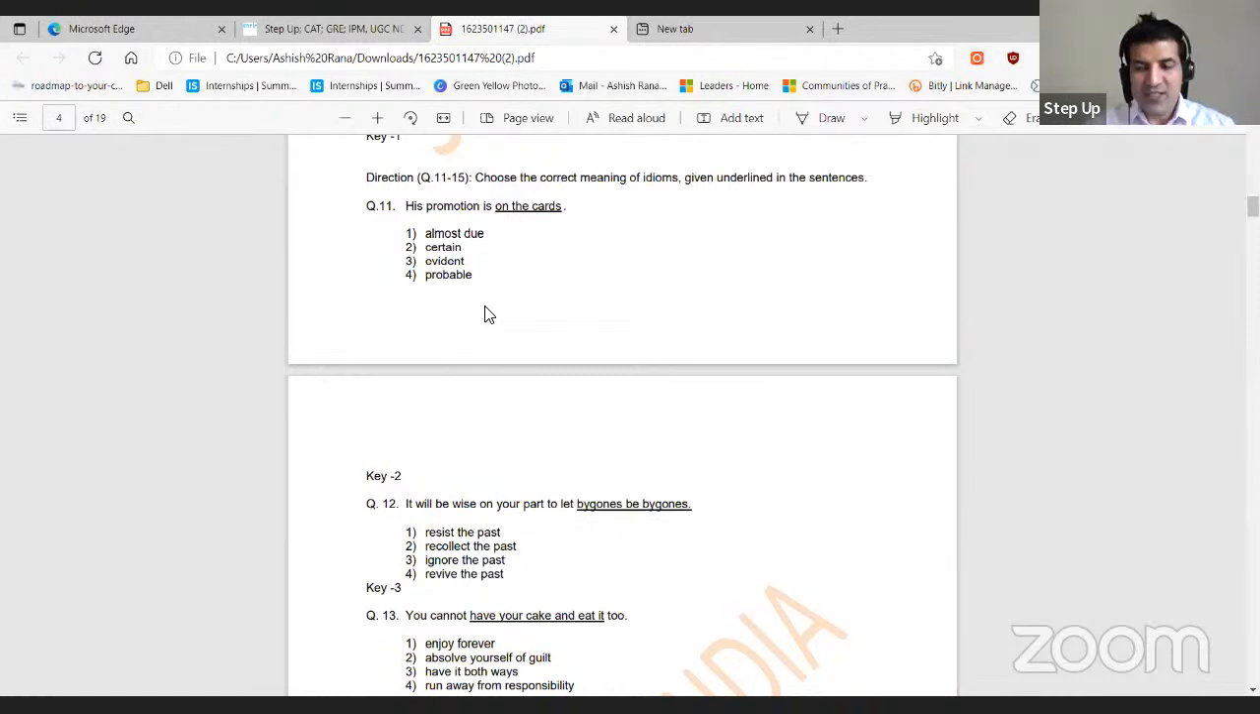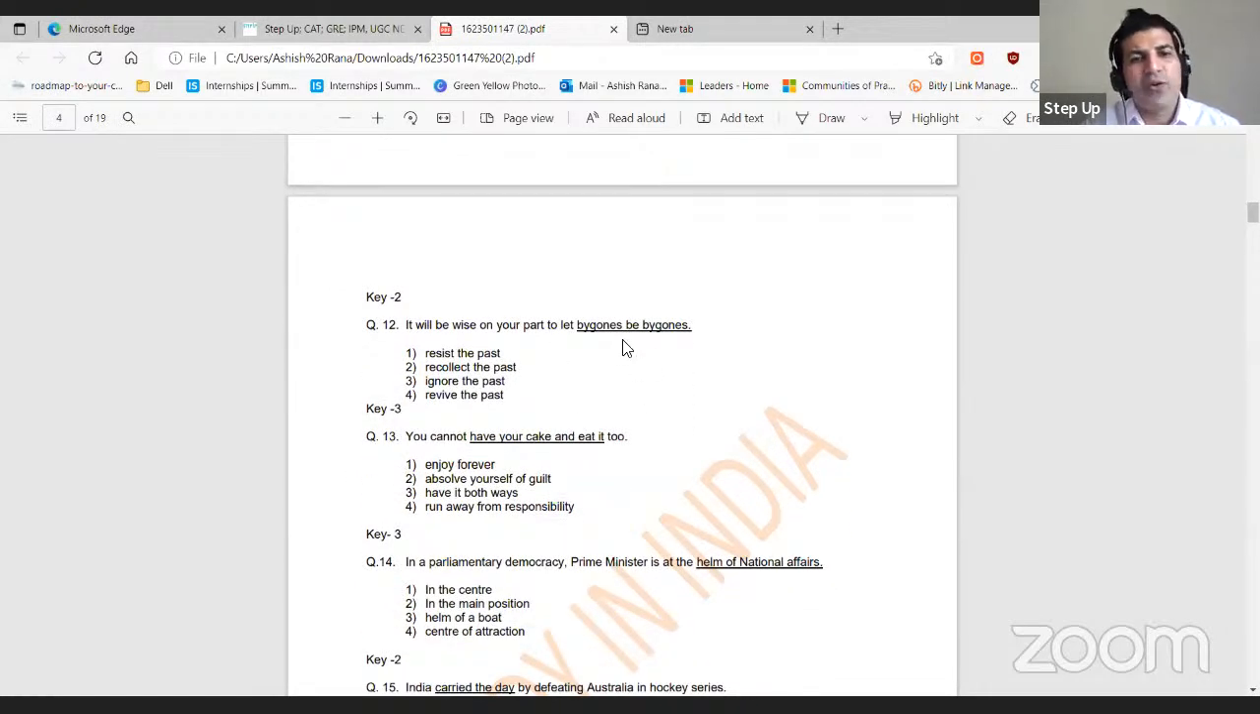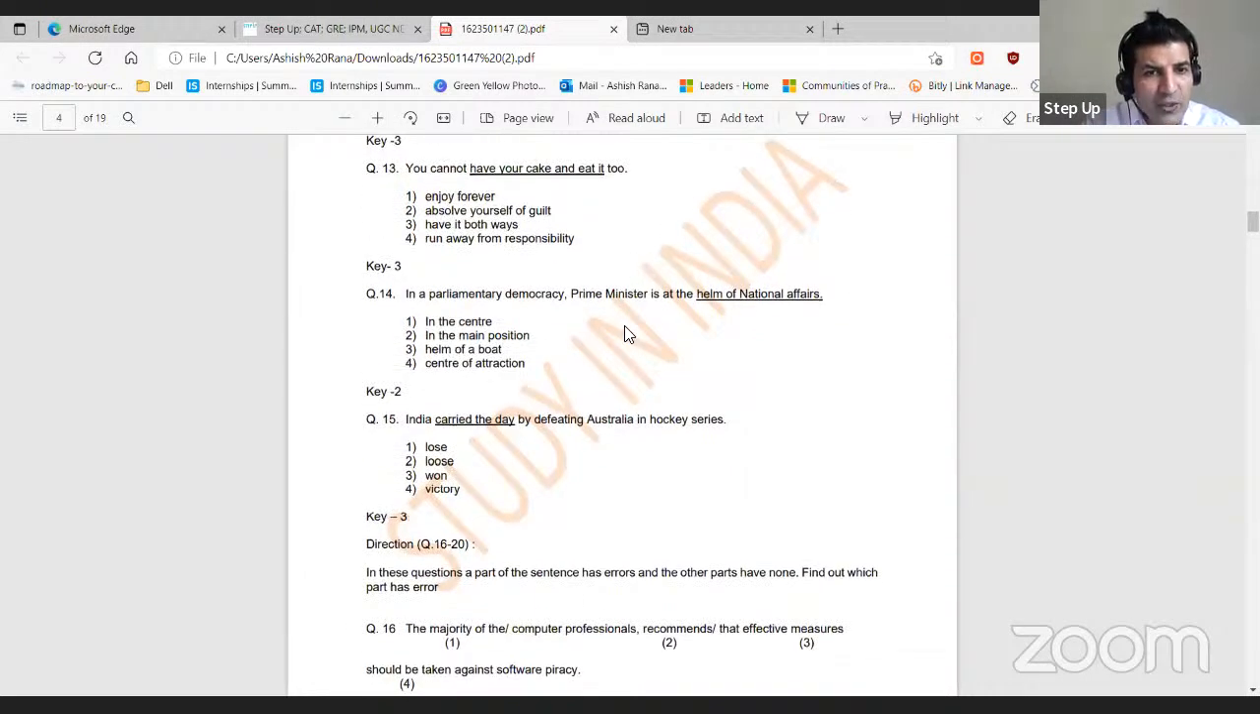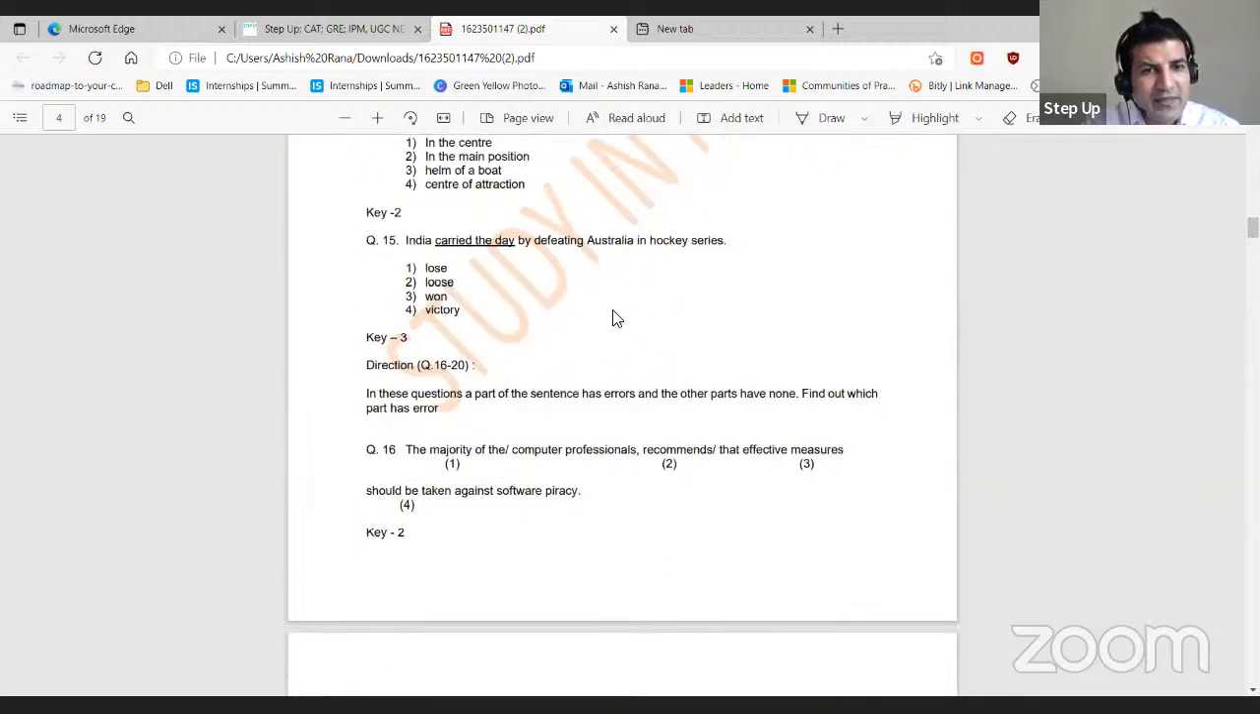Okay, so these are idioms, things like let bygones be bygones, or don't cry over spilt milk. That means what has happened has happened. Now focus on what is in your hands. You can't worry about class 10th marks right now. That's gone, that's your past. Focus on what is in your control. Things like that. So these are again idiom kind of sentences.